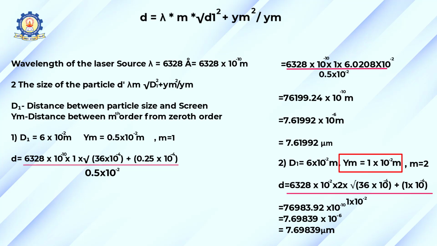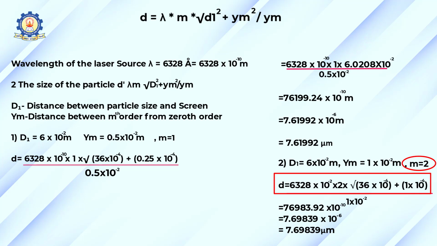On the left hand side we got 1 centimeter, and on the right hand side also 1 centimeter. Adding these two, the ym value is 1 centimeter only, and the square of that value is 1. d1 is 6 centimeter and its square is 36 into 10 power minus 4. Adding ym square plus d1 square and taking the square root, we get 6.0828. Please remember it is a second order, so m equal to 2.